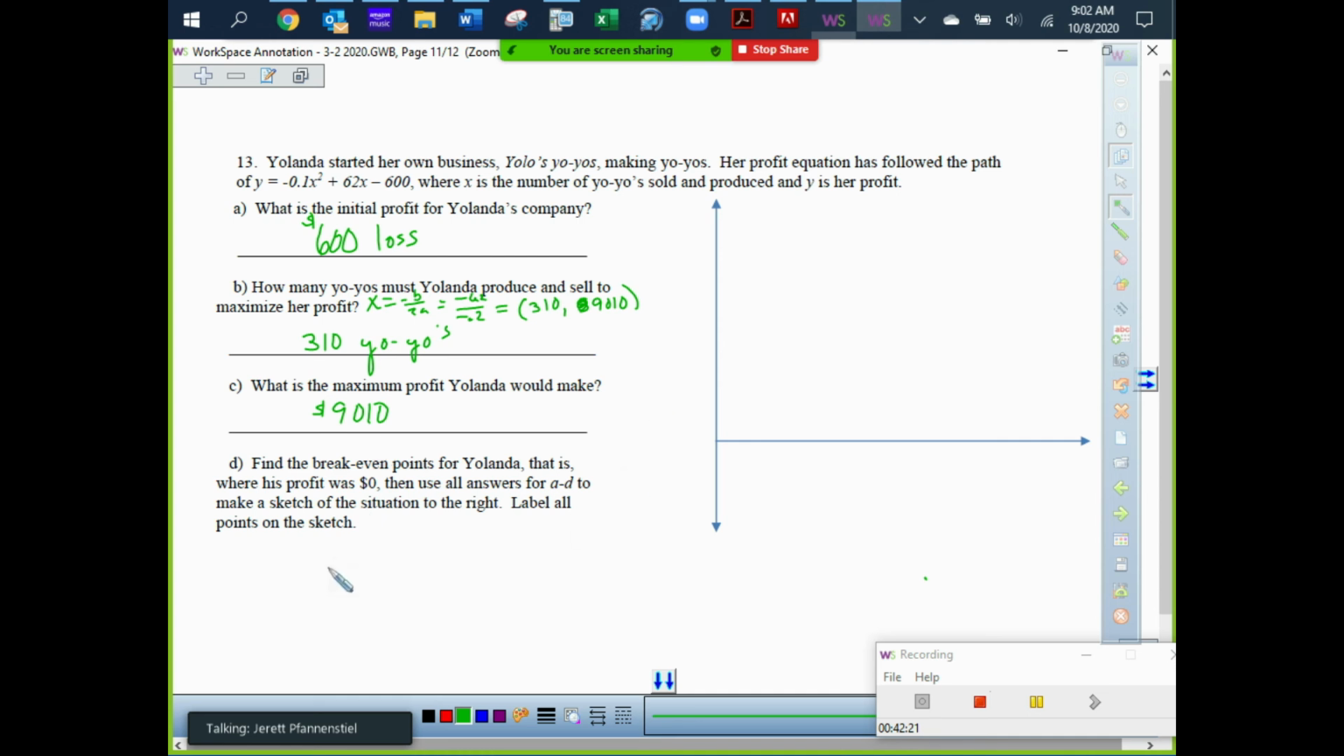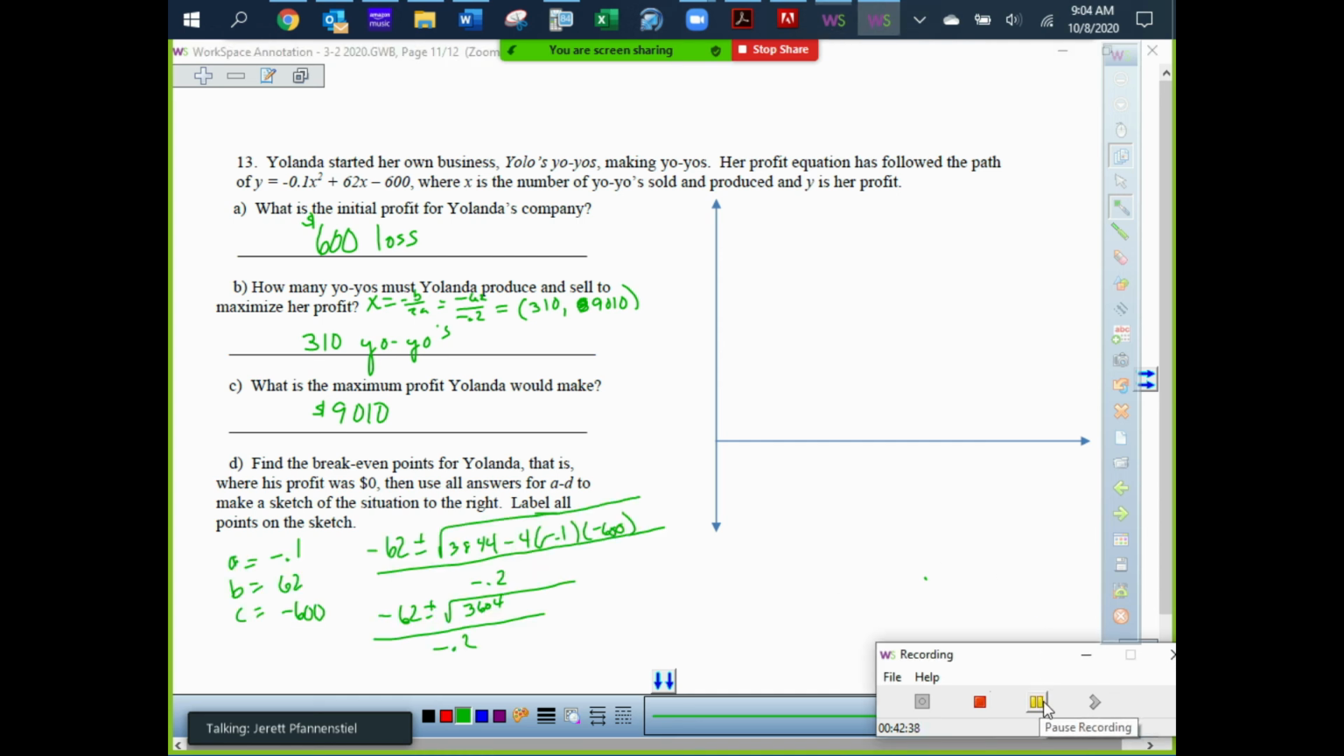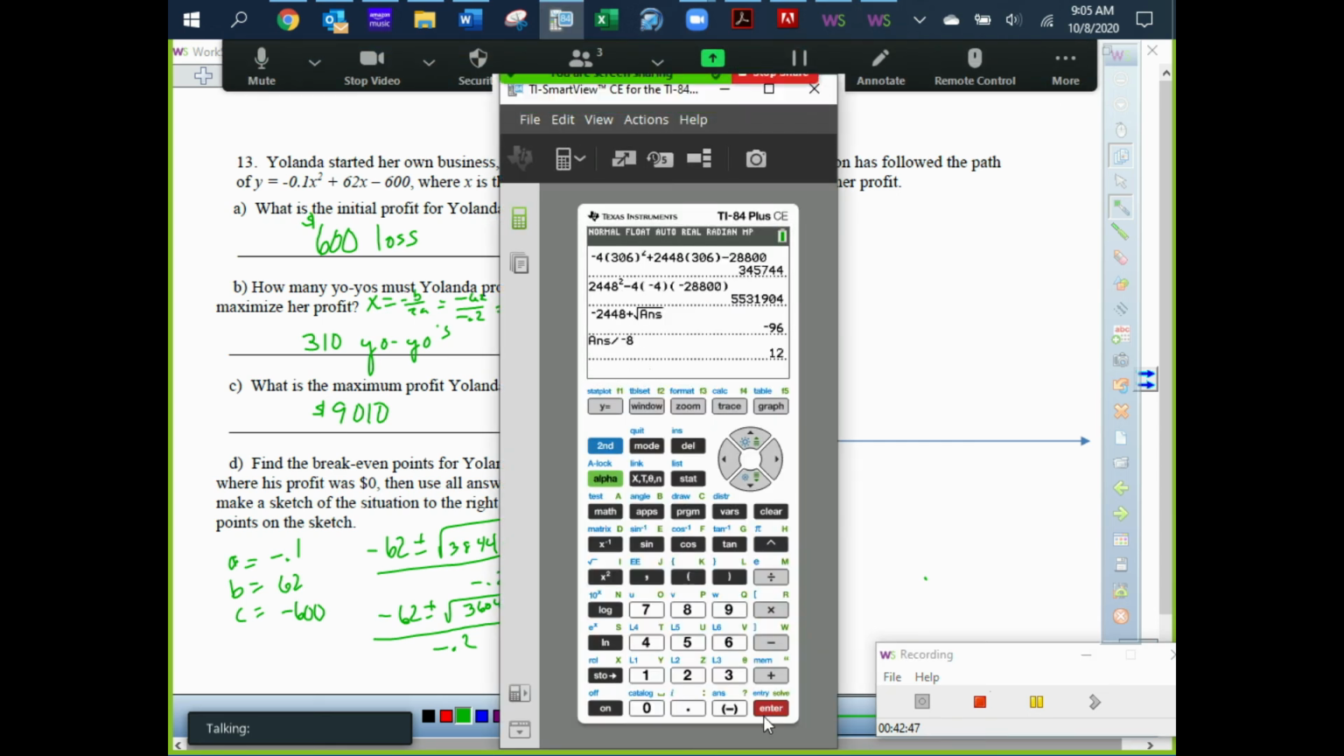Let's find the break-even. Let's use the quadratic formula to do the break-even. Get her subbed in and check back with me. I got her all subbed in. For my discriminant, I got 3604. I'm going to do that math for you guys. The negative 62 plus the square root of 3604.